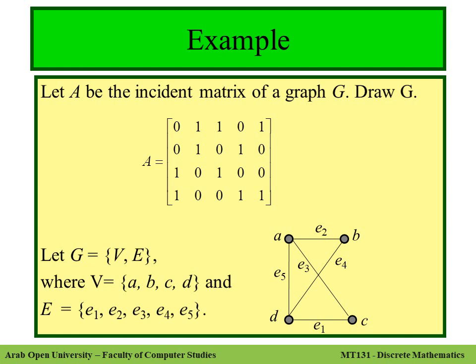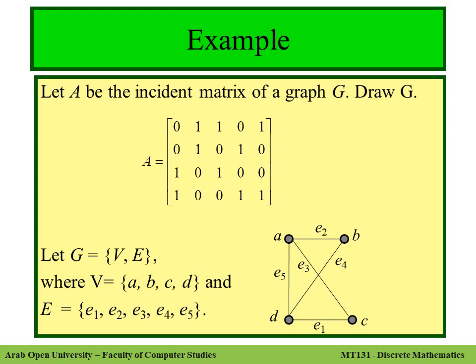If I start by doing labels, the first column is E1, then E2, E3, E4, E5. The rows represent vertices. You can use labels A, B, C, D for the vertices. And of course the edges, since you have 5 columns, you have 5 edges, E1, E2, E3, E4, E5. Now use the matrix to construct the graph. Start by drawing vertices and label them, and then the edges will tell you which vertices are connected.